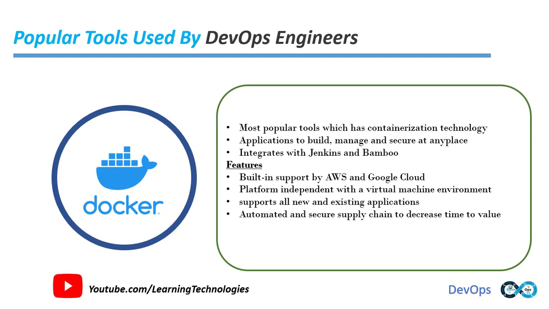Now we will see what the main features of Docker are. First one, built-in support by AWS and Google Cloud. Docker containers are platform independent, with a virtual machine environment. It supports all new and existing applications. Automated and secure supply chain to decrease time to value.